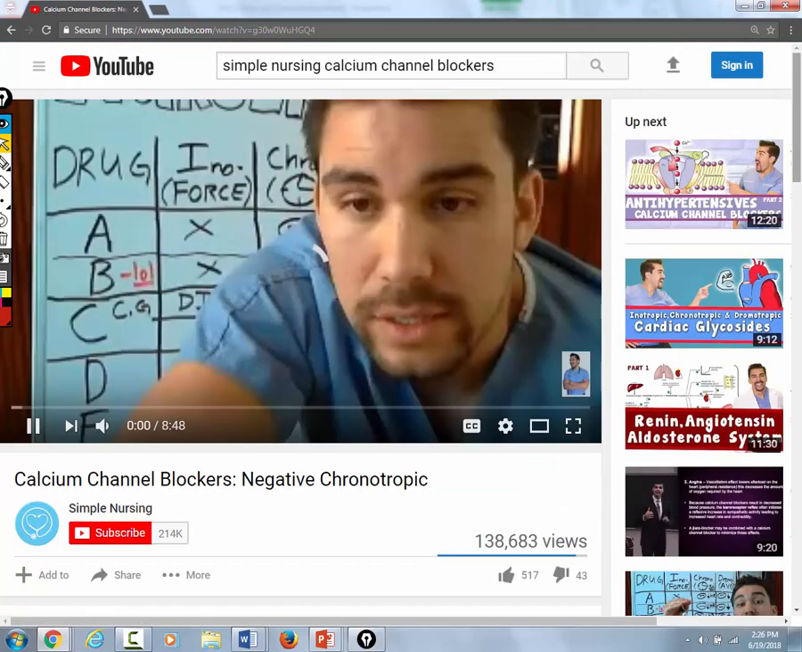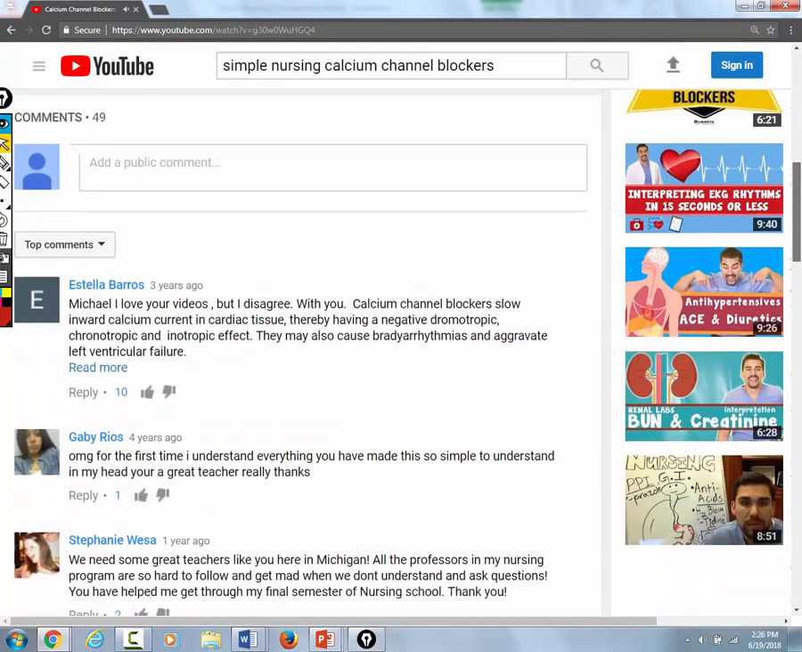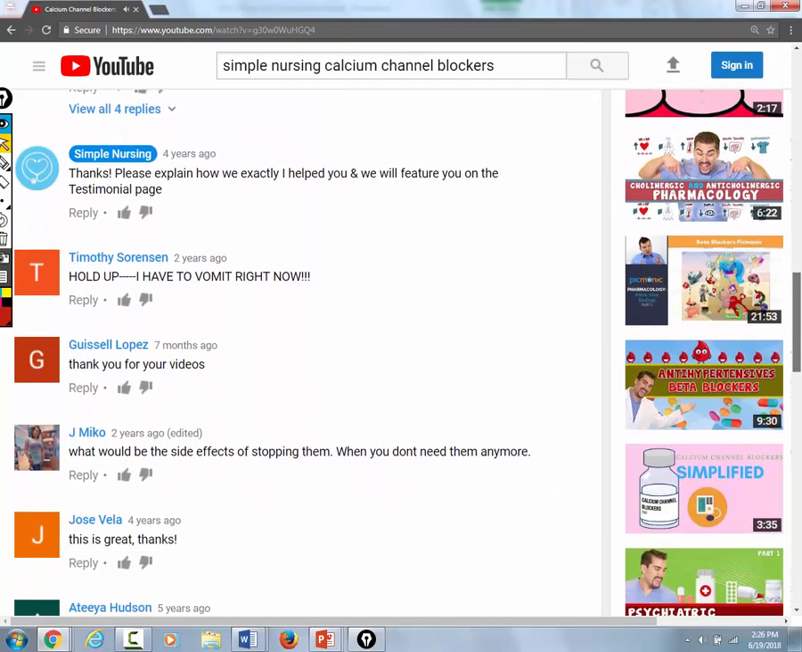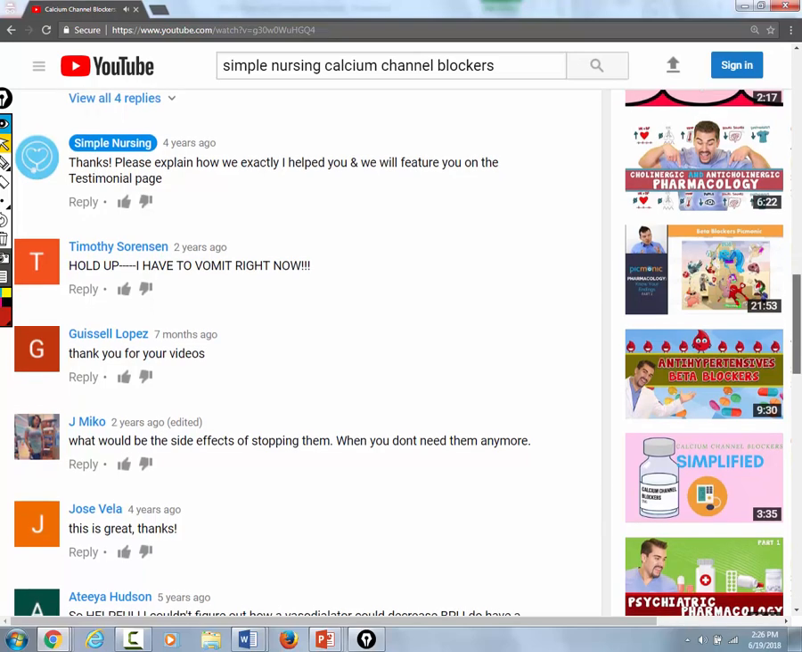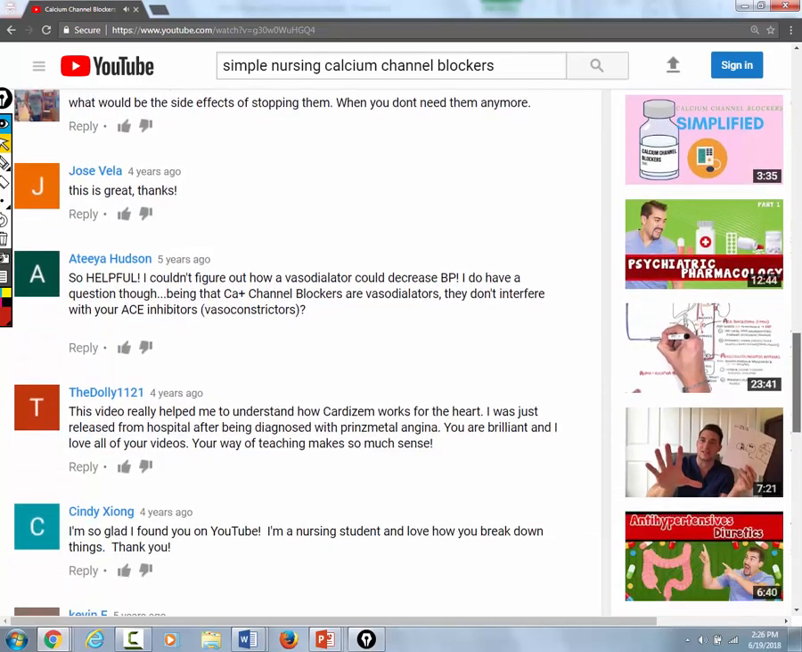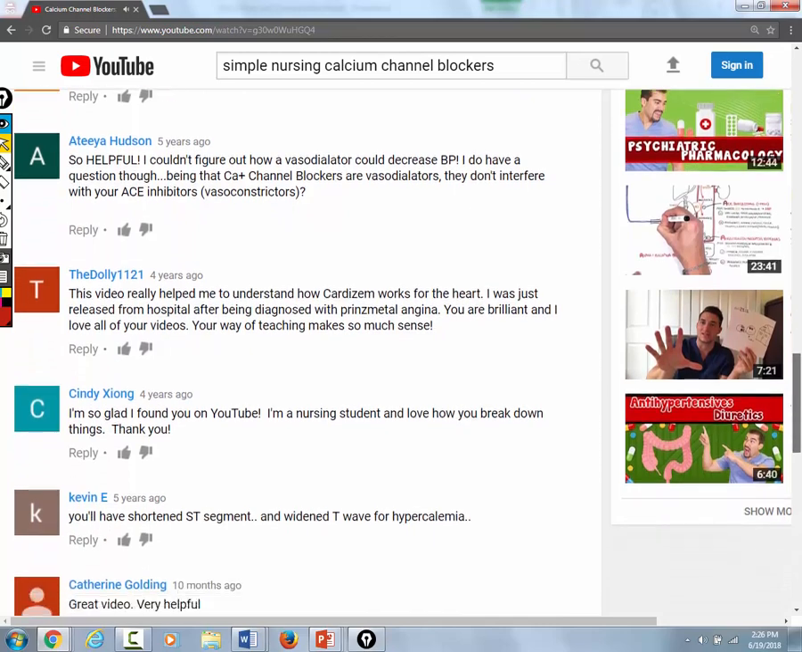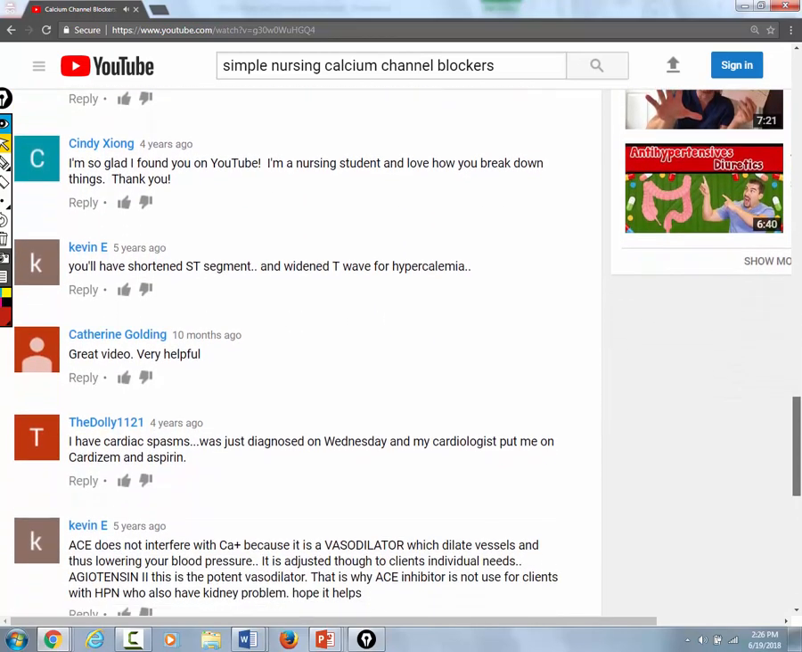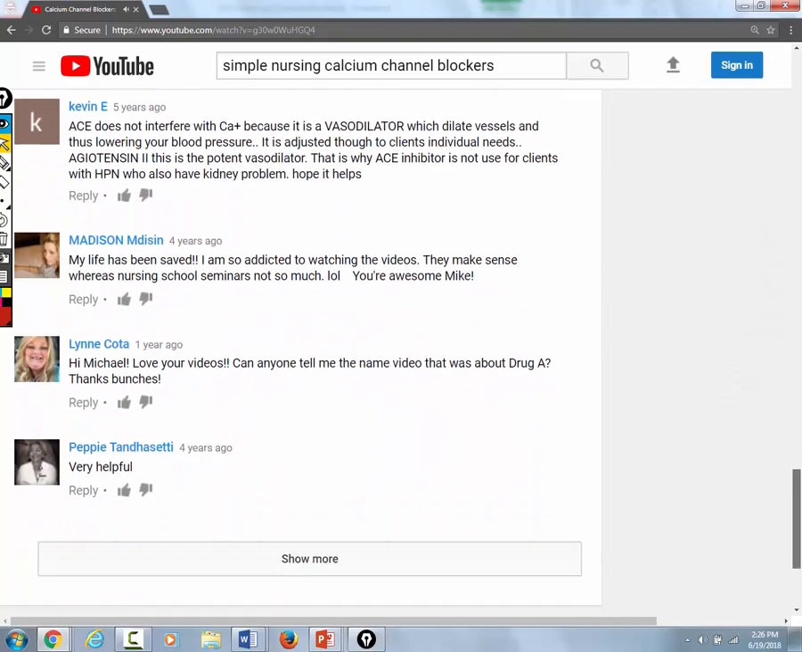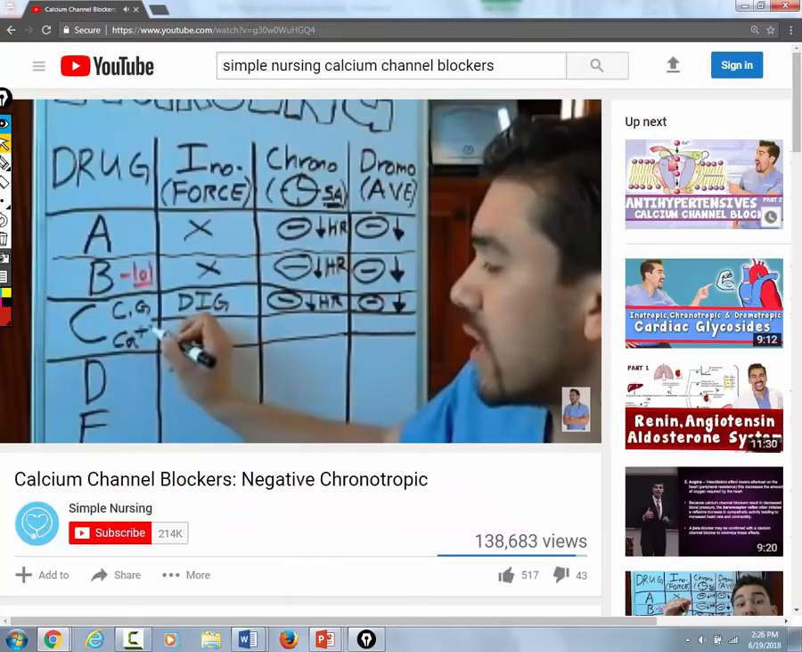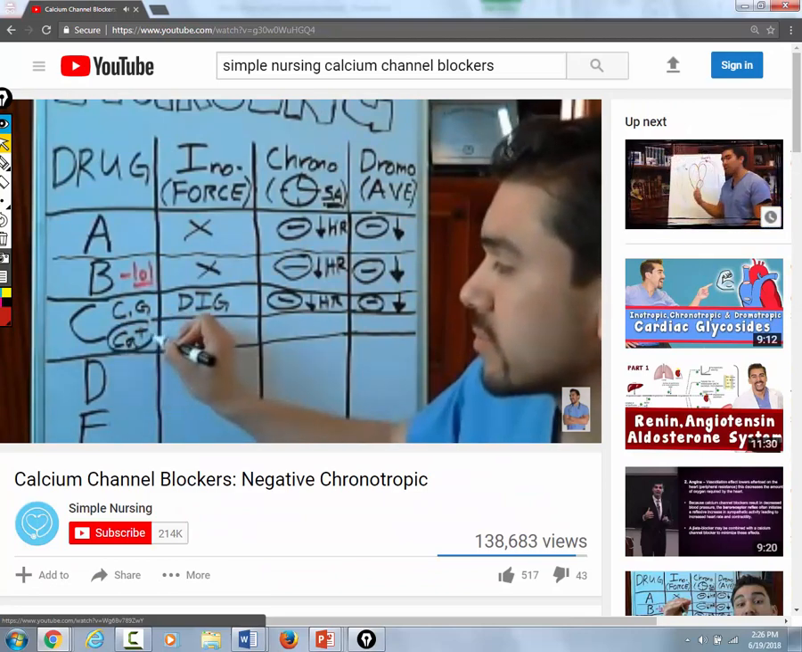Here, wait, maybe it's this. So, calcium channel blockers. Yeah, he did it. Calcium channel blockers. Oh, wait, here. What the heck do they do? Calcium channel blockers do exactly what they sound like. They block calcium channels. Okay? Where is it? Yeah, that's what I wanted to add. Calcium channel blockers block calcium channels.